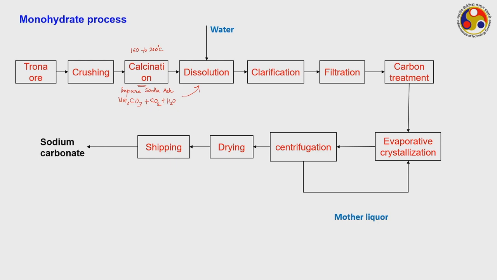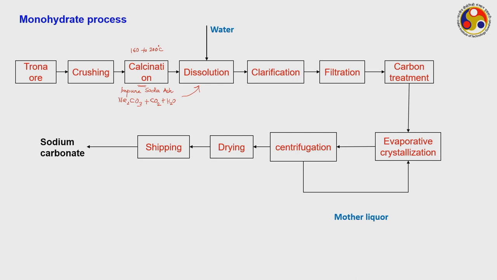So you send it to a dissolver. I have written water here to simplify, but it is not water, it has some mother liquor of soda ash already. So we would like to take out this soda ash, which will make it soluble. Then the clarification and filtration separates out the soluble and insoluble fractions. The soluble fraction is the soda ash fraction. These are called agitation tanks, okay. In these, they dissolve the soda ash.